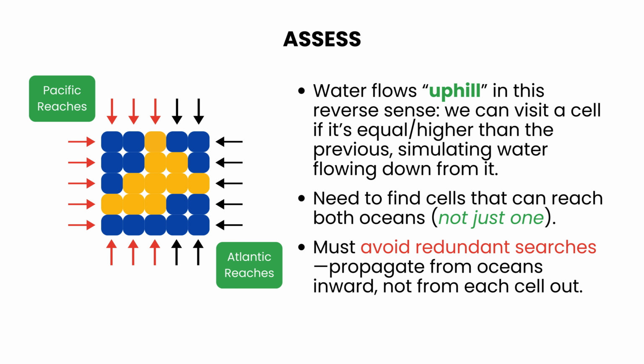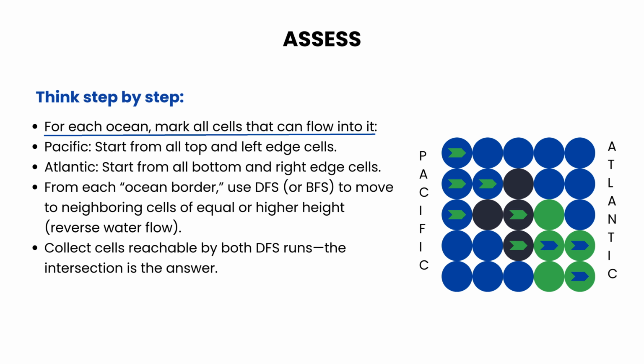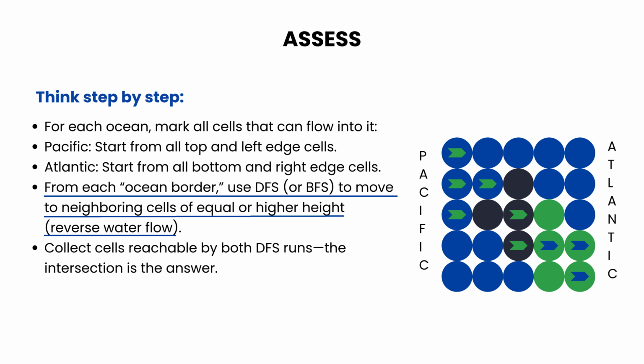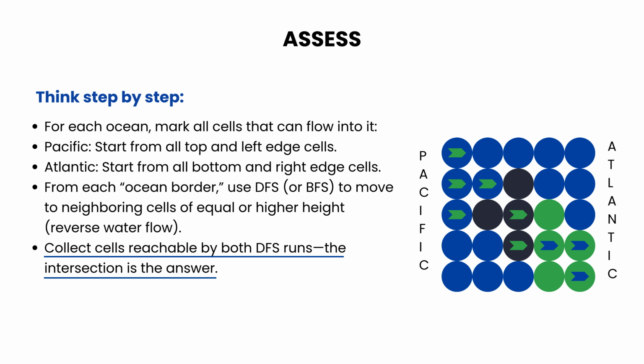Must avoid redundant searches, so propagate from the oceans inward, not from each cell out. For each ocean, mark all cells that can flow into it. For the Pacific, start from all top and left edge cells. For the Atlantic, start from all bottom and right edge cells. From each ocean border, use DFS or BFS to move to neighboring cells of equal or higher height, reversing water flow. Collect cells reachable by both DFS runs. The intersection is the answer.